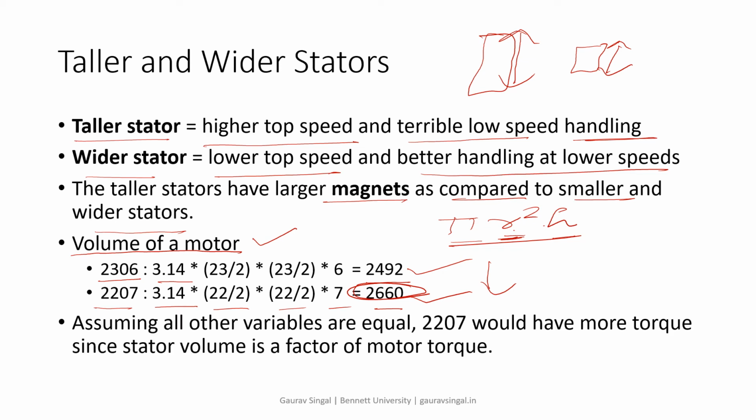So assuming all of the variables are equal, the 2207 would have more torque, since stator volume is a factor of motor torque. So basically volume will define which motor has maximum torque. So we can see which motor has the highest volume, and we can use that motor if you need high torque.